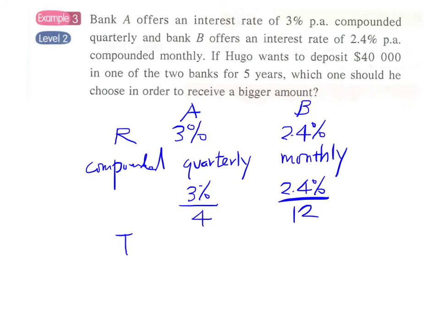Since in 1 year we have 4 quarters, in 5 years there will be 20 intervals for calculating compound interest for Bank A. And for Bank B, the time is 5 years, and since in each year there are 12 months, there will be 60 intervals for calculating the compound interest. And now we have a full analysis of the interest scheme of the two banks, A and B. Now we can simply calculate the amounts involved in these two plans.